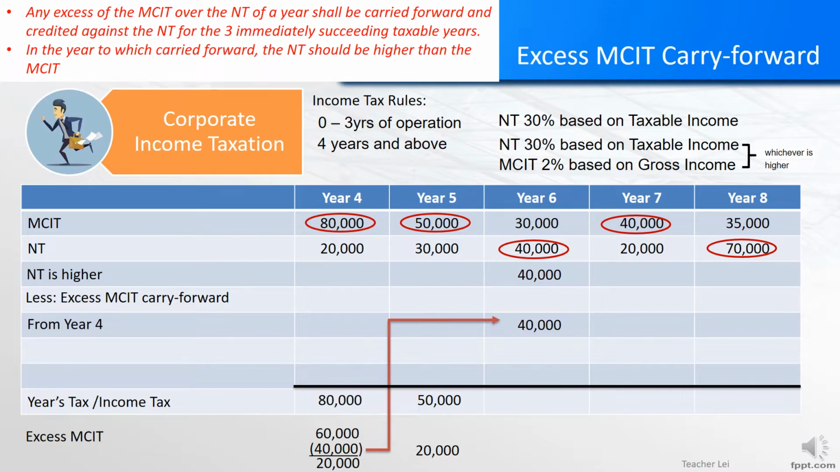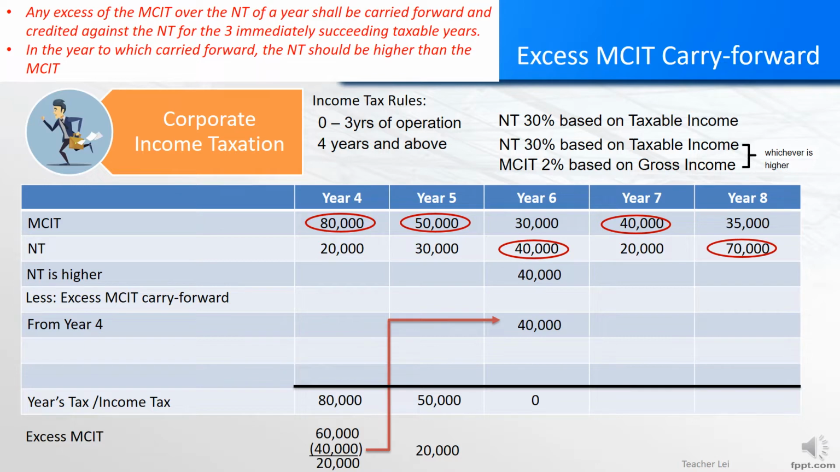Thus, the year's tax for year 6 will be 0. That is normal tax of 40,000 less the excess MCIT from year 4 of 40,000. Take note that we can only deduct up to the maximum amount of normal tax to be paid, which is 40,000, and not the whole 60,000.